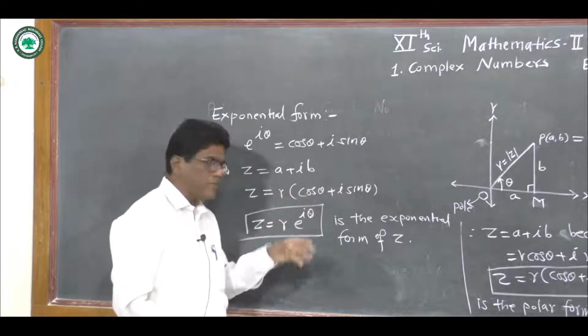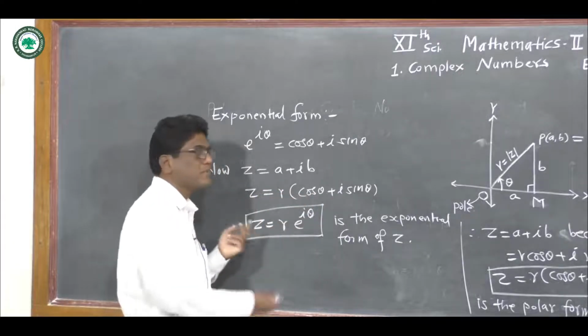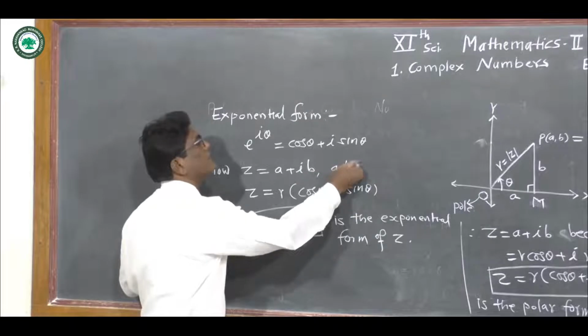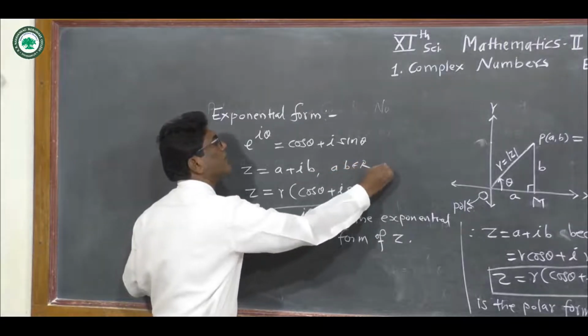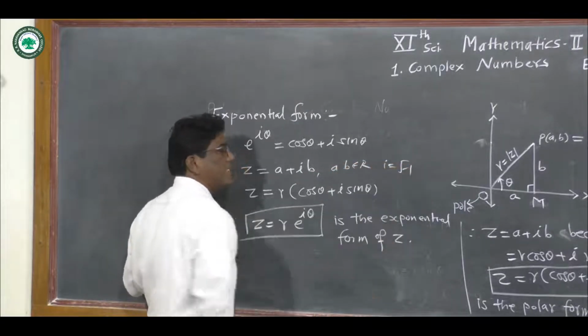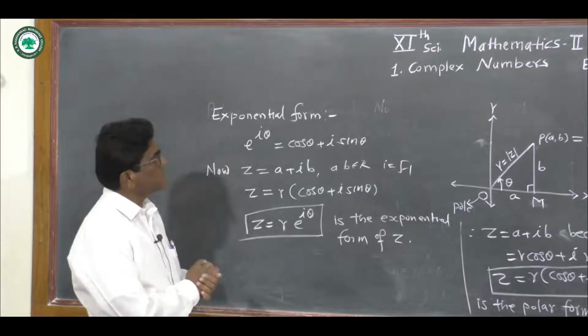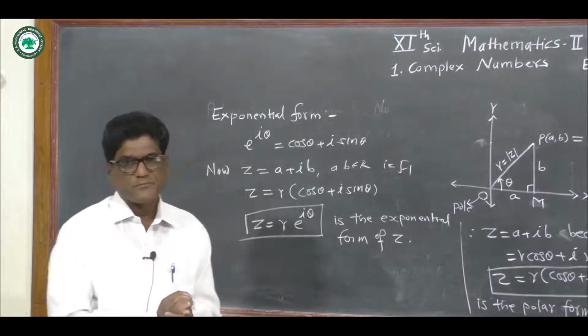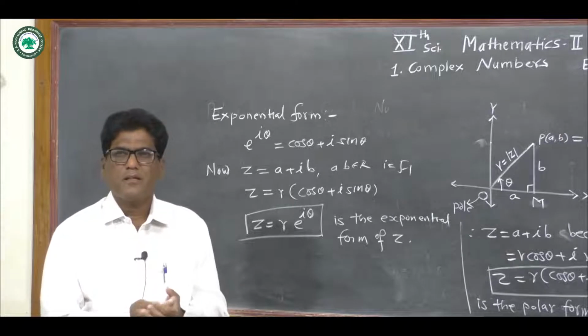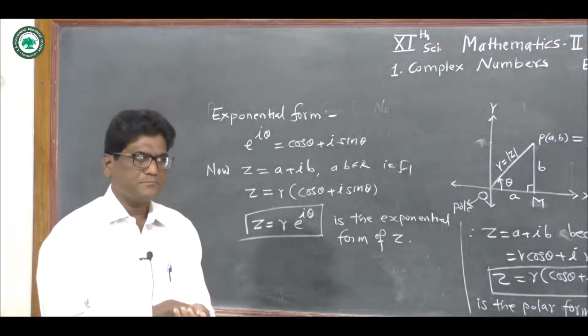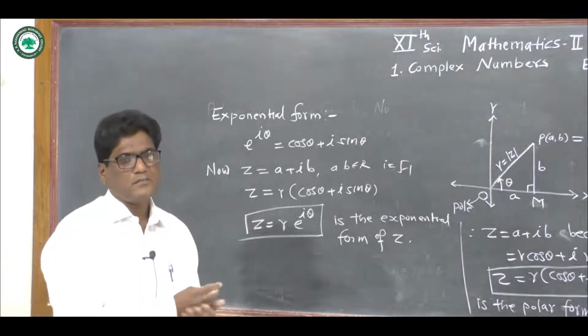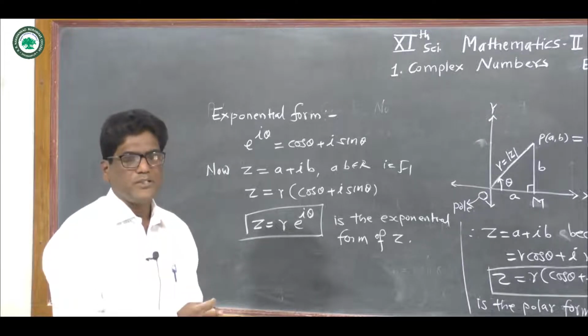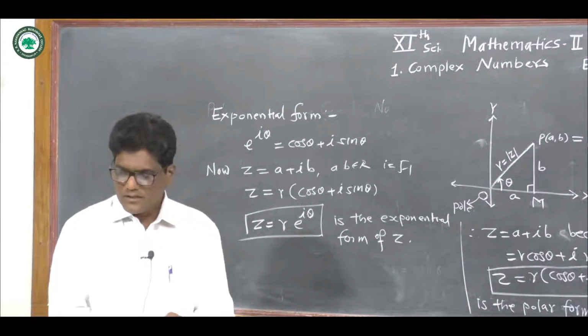And Z is equal to A plus I B is the complex number, where A and B are nothing but real numbers, and I is equal to the square root of minus 1. So this is the basic concept of the Argand diagram or complex plane. Then modulus of Z, argument of Z, what is the polar form and the exponential form.